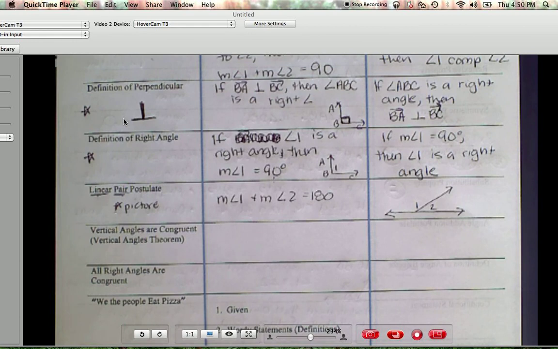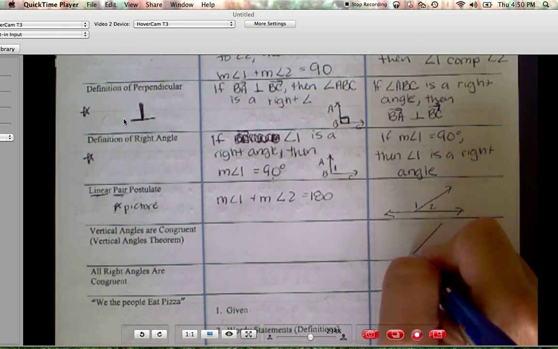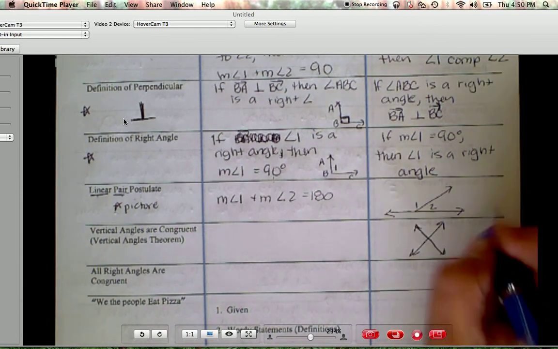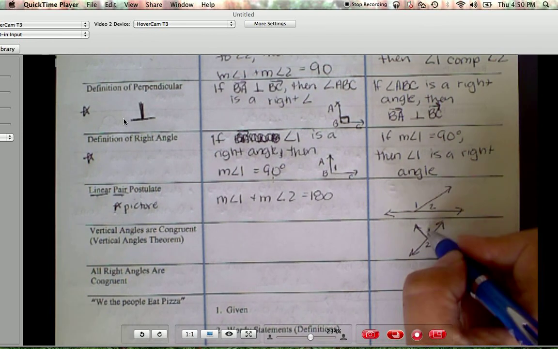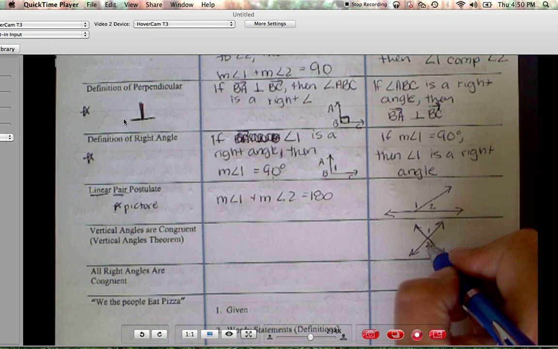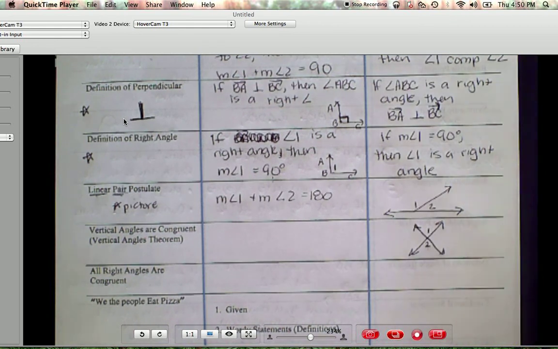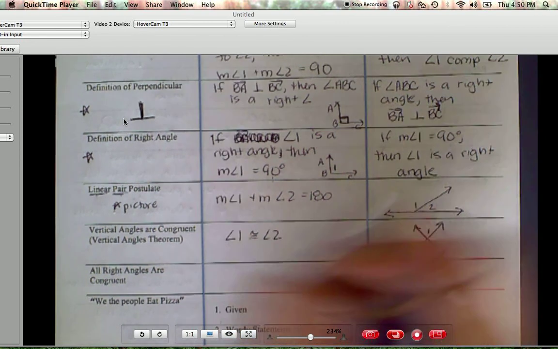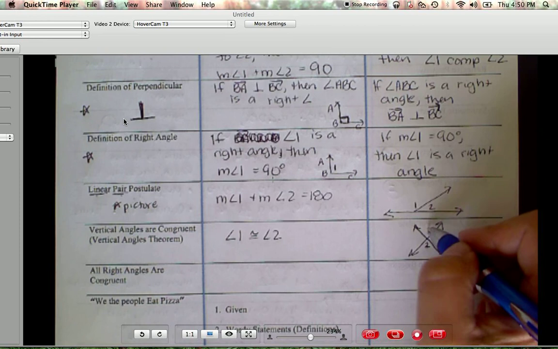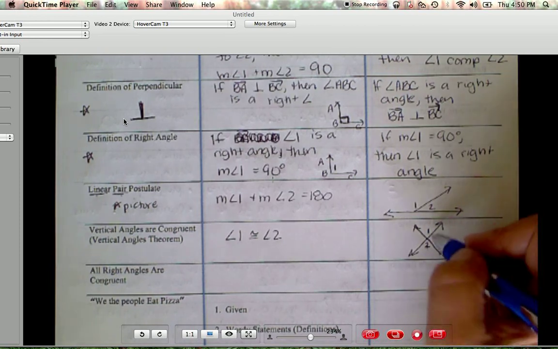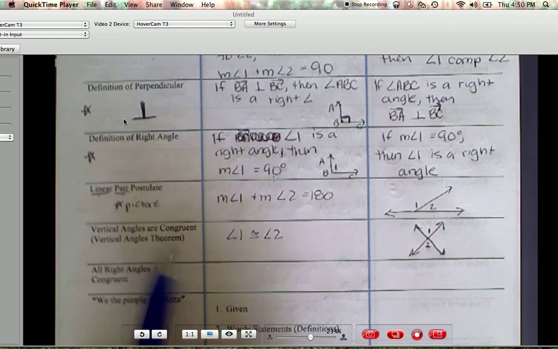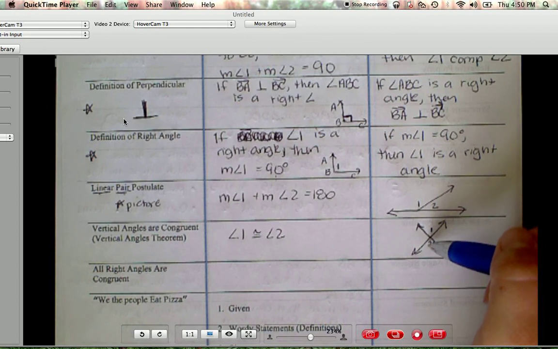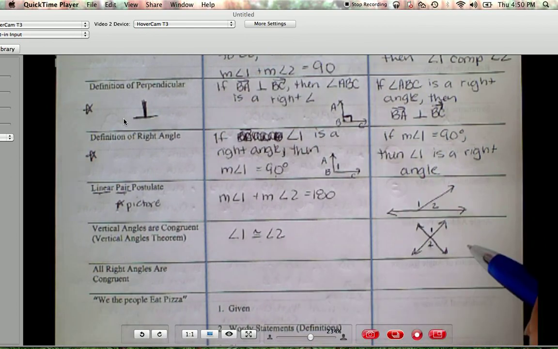And then we've got vertical angles are congruent. If you have two lines that intersect, the angles that are across from each other are called vertical angles. You should know this already. What we know is that angle 1 is congruent to angle 2. If these are vertical angles, then they have to be congruent to each other. It's technically the vertical angles theorem, but in our proofs we'll write vertical angles are congruent. So anytime they're vertical, they must be congruent. You can go straight to angle 1 is congruent to angle 2.